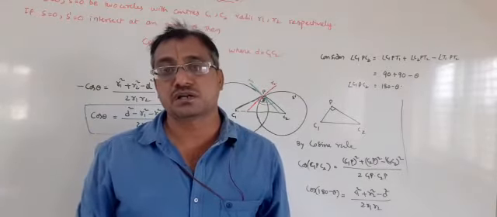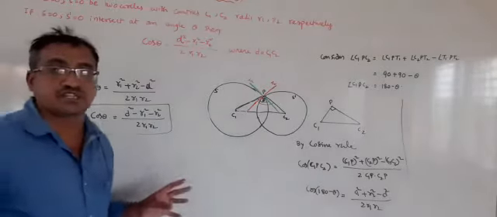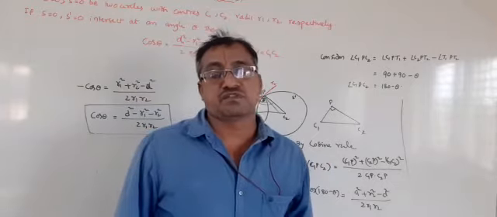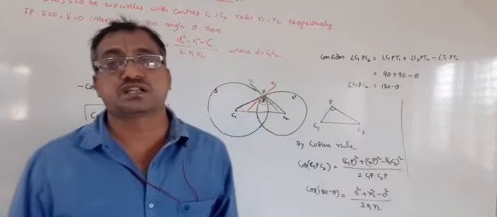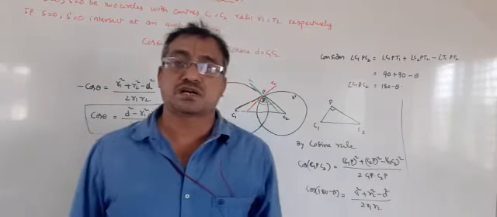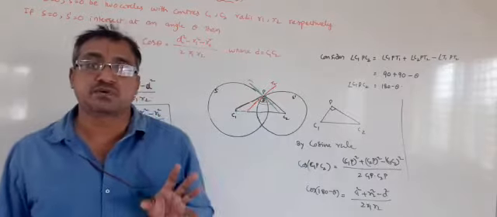Very, very important concept. If d is the distance between centers and r1, r2 are the radii of the circles, then cos theta is given by (d² - r1² - r2²) / 2r1r2. Very, very important concept.